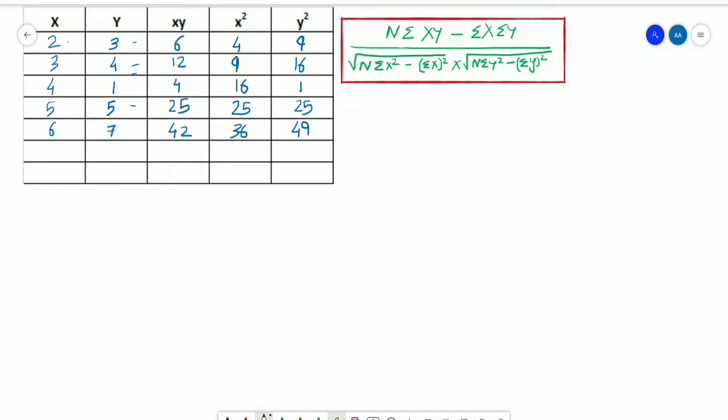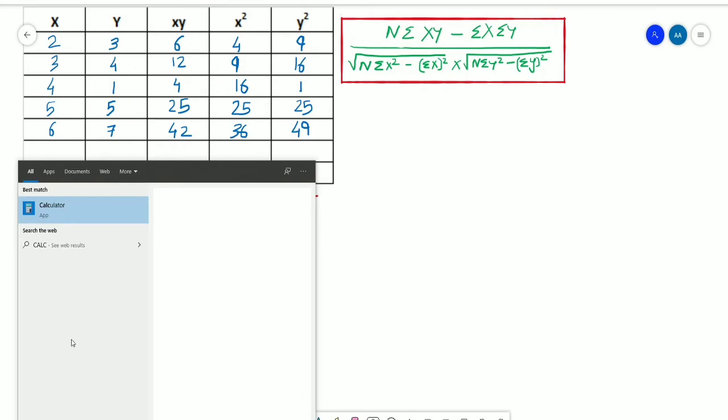Now we have calculated all the values of the table. Now we just need to take the total of all these columns, and we'll be calling each total like this: this will be called summation of x, this will be called summation of y, summation of xy, summation of x square and summation of y square. So quickly we'll just calculate all these values.